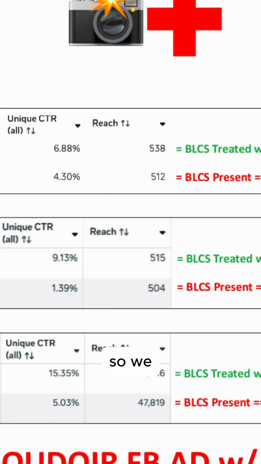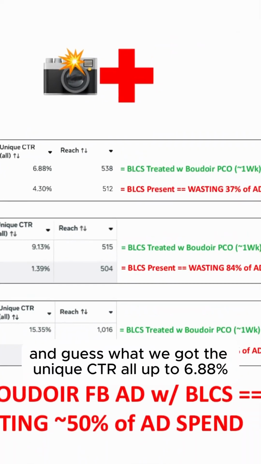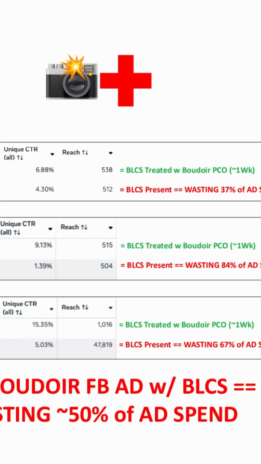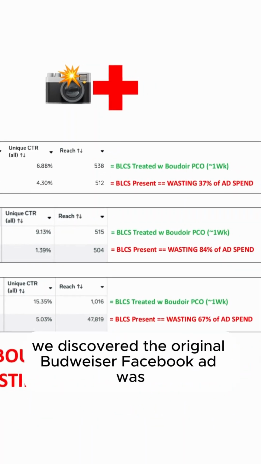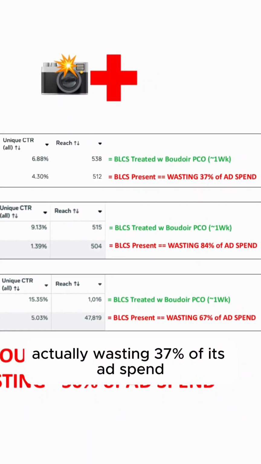So we got the treatment, treated with Boudoir Pico. Takes about a week. And guess what? We got the unique CTR all up to 6.88%. So we discovered the original Boudoir Facebook ad was actually wasting 37% of its ad spend of what it could have been achieving.